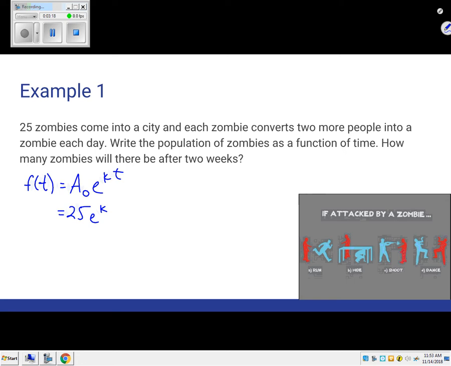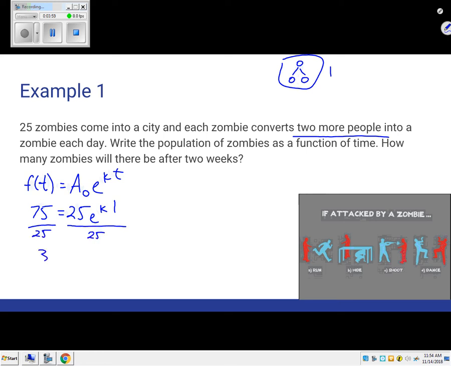But what I do know, it tells me this information right here: converts 2 more people. So it means I'm going to have 1 zombie converting, and 2 more are going to come out. So I'm going to have a total of 3 by day 1. So that means after 1 day, we'll put that 1 day in for time, I'm going to have 3 times as many zombies if every zombie converts 2 more people each day. So it's tripling every day. So I'll just triple my initial amount and put it over here. Now what I want to do is solve this for k. So I'm going to divide both sides by 25.